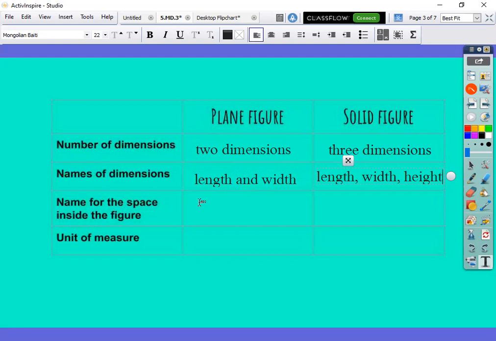The name for the space inside the figure: if we're talking about the space inside of a plane figure, we are talking about its area. With a solid figure, we are trying to find its volume. And area we measure in square units, whereas volume we measure in cubic units.